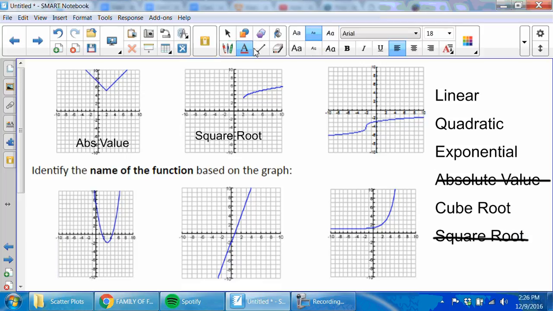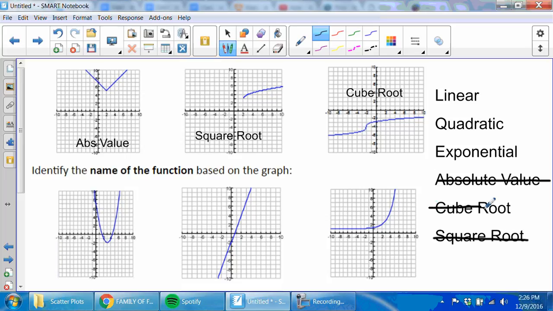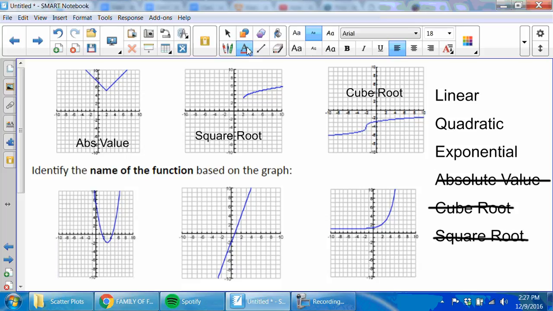Okay. Now one that looks like a square root that matches up with another square root upside down, we would call this one cube root. Cube root is what we would name this one. It's kind of like a square root and then an upside down square root attached to it. Okay, it's a really good strategy to cross off the names after you name them as well.